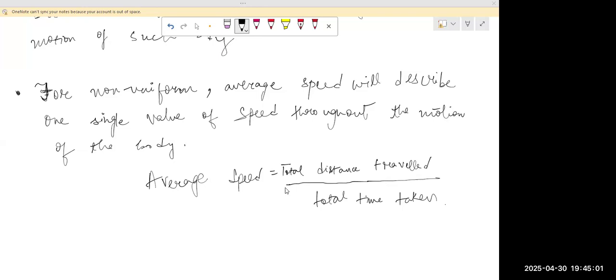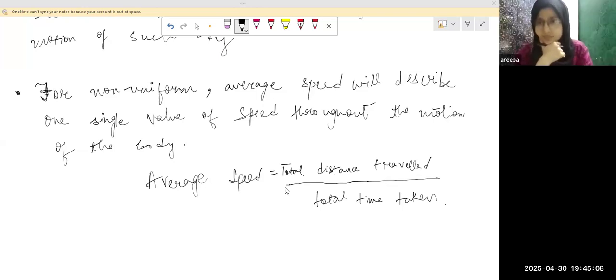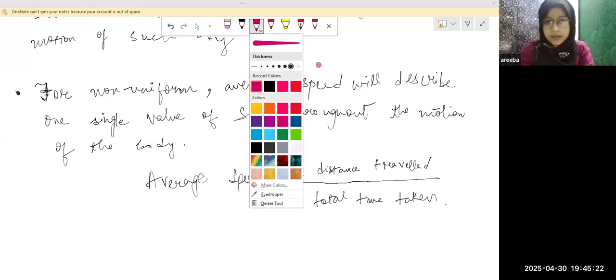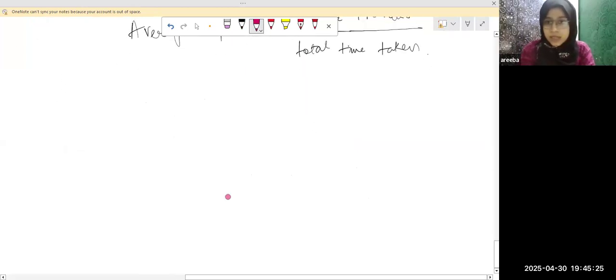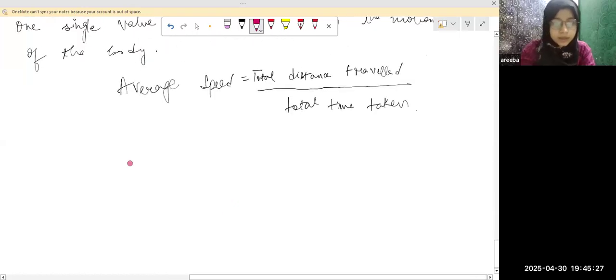When an object is moving in non-uniform motion, there will be different values of speed being traveled. So instead of choosing which one to take, we can just take the total of them and find the average speed. Perfect. We'll simply take the total distance and then the total time.